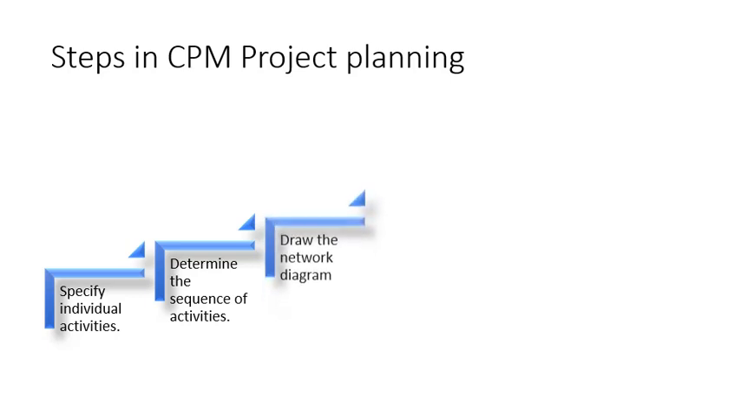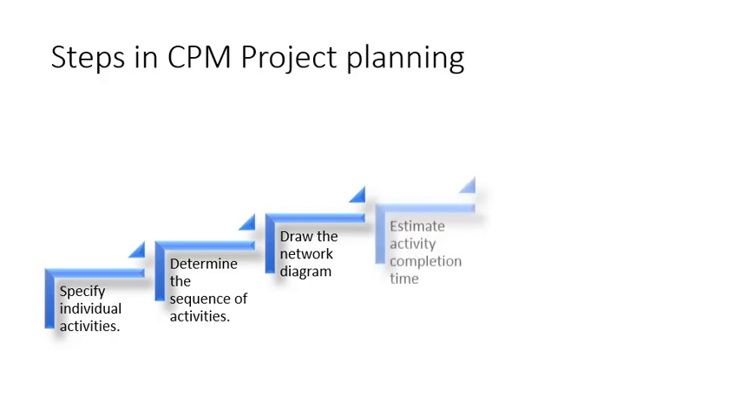Then third is again to draw the network diagram. In the next slide, we will be seeing how to draw a network diagram along with the example of CPM. Then fourth step is to estimate activity completion time. The time essential for completing each activity can be estimated using past experiences. CPM does not take into account variation in the completion time.